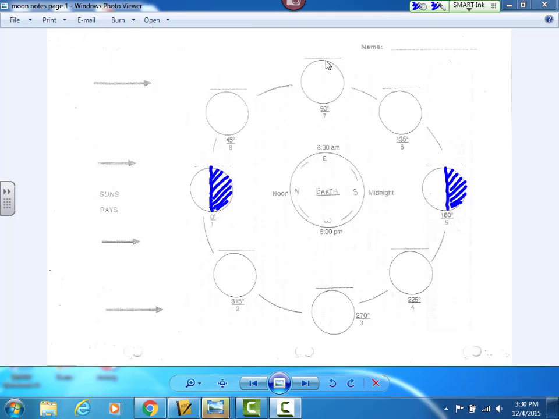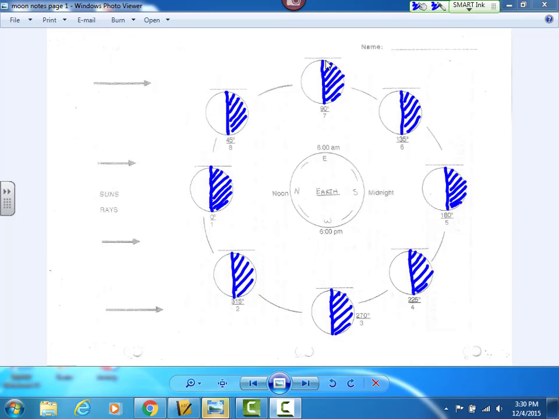So again, we would shade the right-hand side. The same for position 3 at the bottom. And again, because the sun is so large compared to the size of this orbit, all of the rest of the positions still have that same shading. The side closest to the sun is lit up. The side away from the sun is not. And we are shading the part that is not. So we are shading the part that is dark.